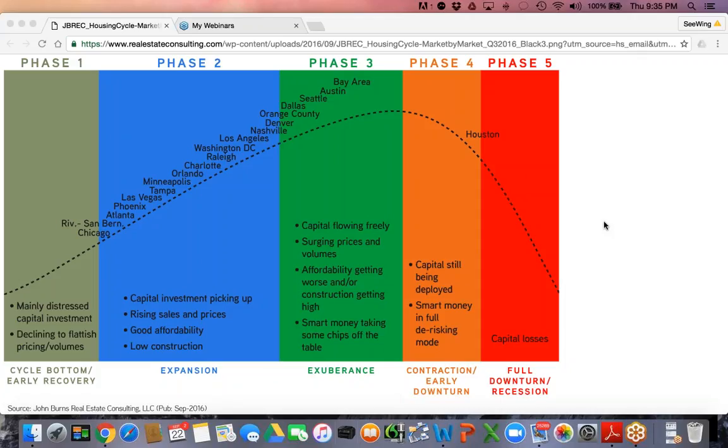As you can see by the color markings, phase five pretty much indicates a red flag, if you will. And the lighter the color is, the better it is, I think. I don't know. Anyway, so let's begin.